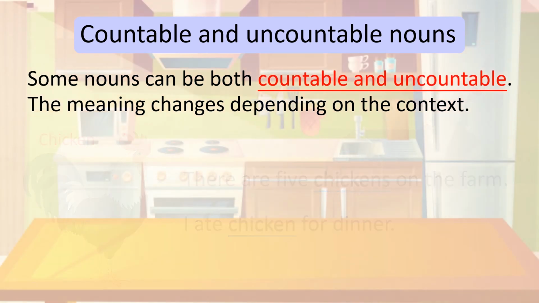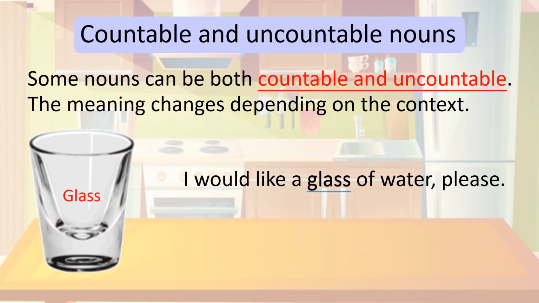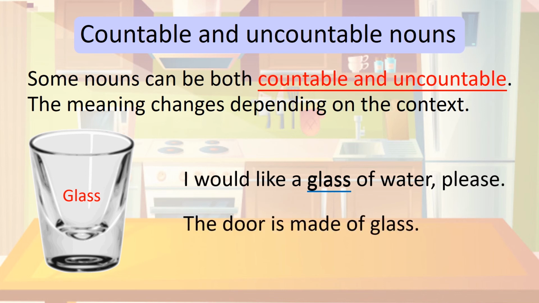Glass. I would like a glass of water, please. In this example, we are referring to the container we drink from. We can count the number of glasses, therefore, it is countable. The door is made of glass. In this example, we are referring to the material glass, and not the glass we drink from.